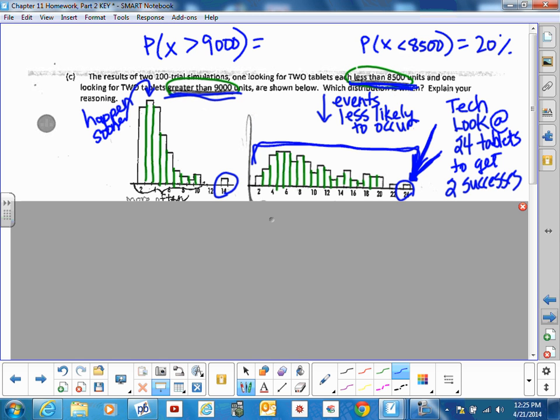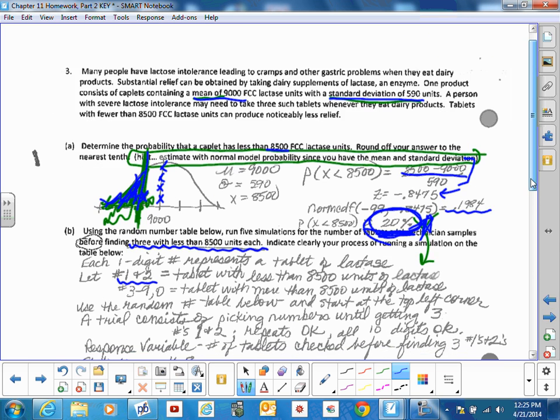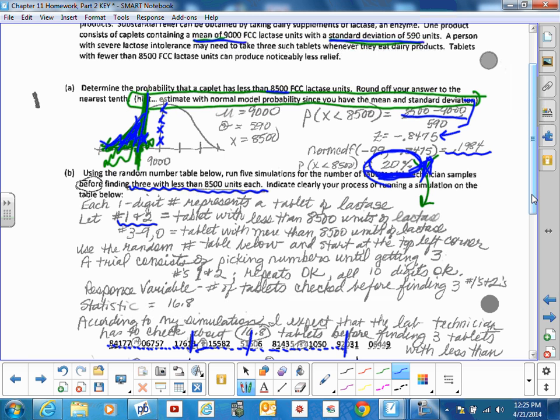What's that one? Oh, you know what? It's not 80%. Greater than 8,500 is 80%. Yeah, I messed up on that right there. Greater than 8,500 is that. What is the probability of greater than 9,000? How much? 50, because 9,000 is the mean, so greater than 9,000 is 50%.